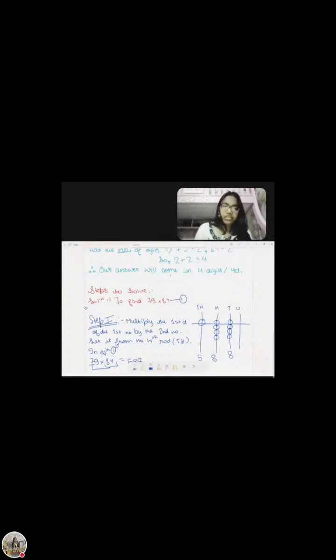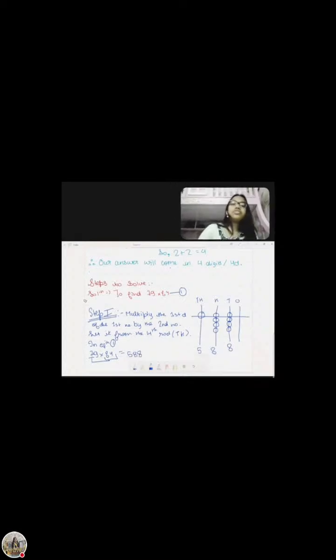Then how will you remember the digits? You don't have to remember the digits, only add. Multiplication is repeated addition, so obviously we'll add and we'll not subtract. Subtraction is in division because that is repeated subtraction. So what is our first step here?